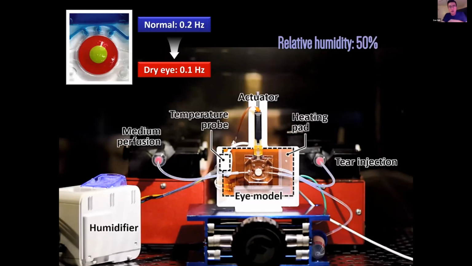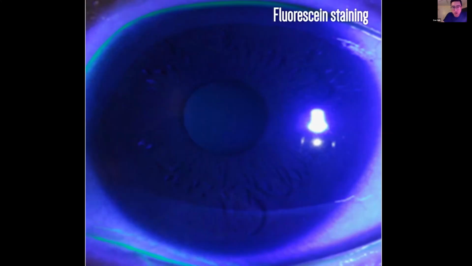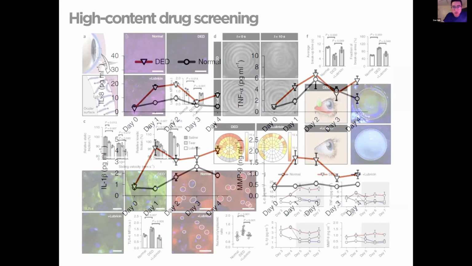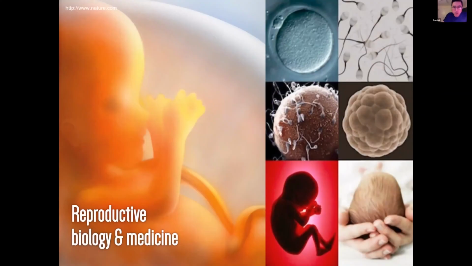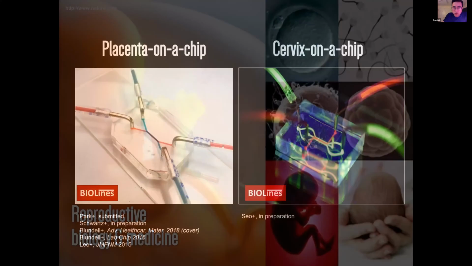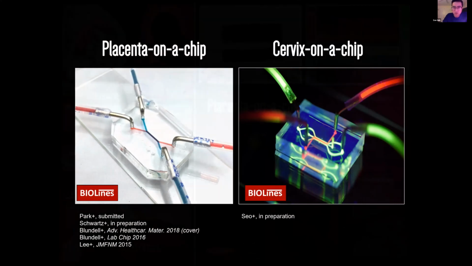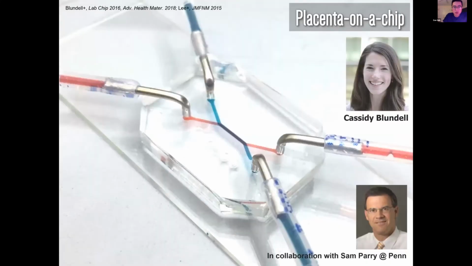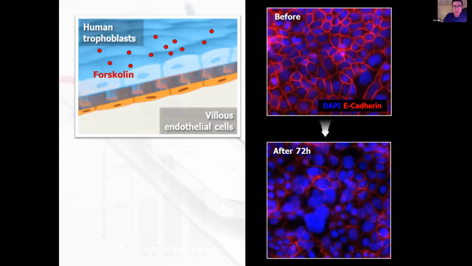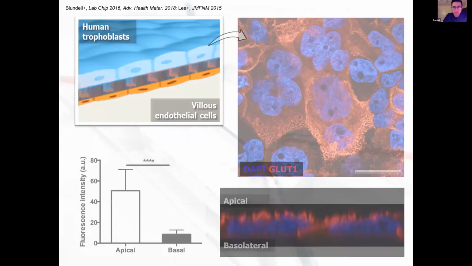Again, in the interest of time, I'm going to skip over this part. There's one thing I wanted to briefly talk about before I finish. Sorry for the fly through. Just a quick mention, we're doing a lot of work in the area of reproductive biology and medicine. We're focusing on developing female reproductive organs like placenta on a chip and cervix on a chip. But anyway, let me end by talking about what we think the future is.